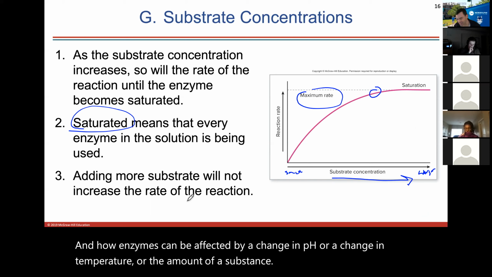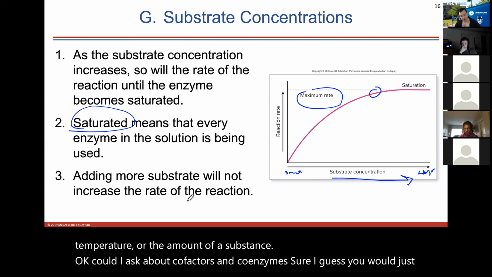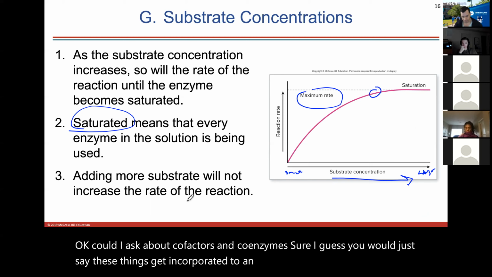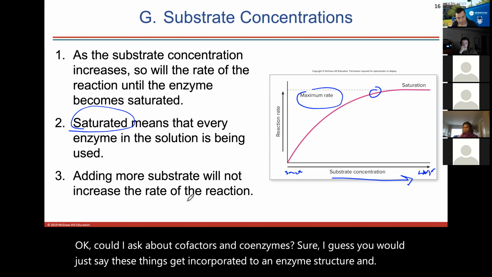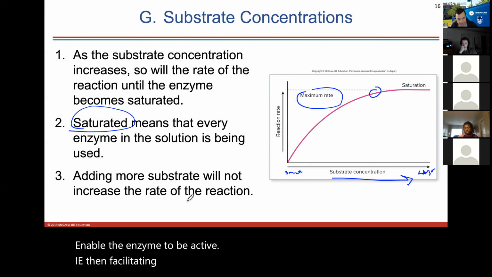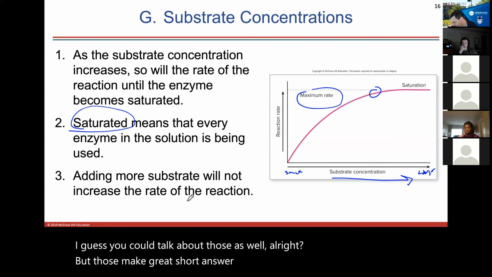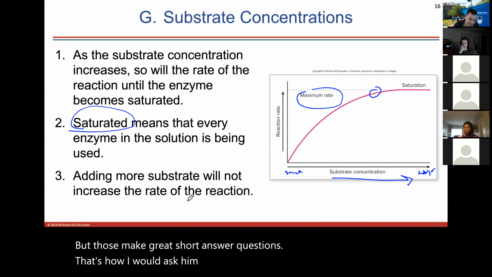Okay. Could I ask about cofactors and coenzymes? Sure, I guess, you would just say these things get incorporated into an enzyme structure and enable the enzyme to be active, thereby facilitating enzymatic pathways to occur. Okay, I guess you could talk about those as well. But those make great short answer questions. That's how I would ask them on an exam.